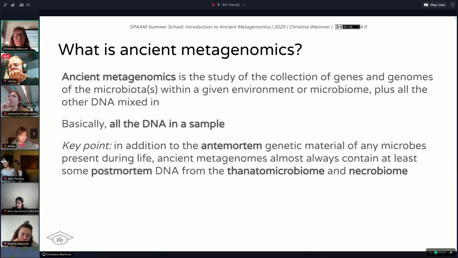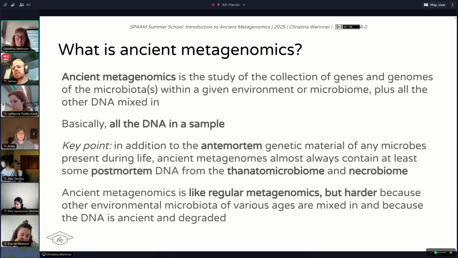There's two separate terms here. Thanatomicrobiome means the microbes that come from your own body that proliferate after death and contribute to decomposition, whereas the necrobiome refers to external microbes from the burial environment or the soil that invade the body after death and contribute to decomposition. These are two separate terms. You'll see them both in the literature. In reality, you have both the human's own body microbes plus environmental microbes that contribute to decomposition. And more people are just referring to both with the term necrobiome.